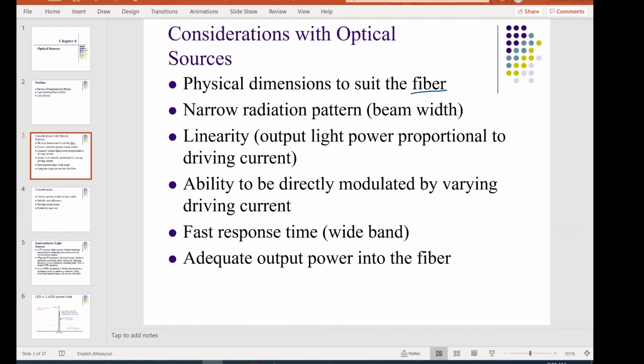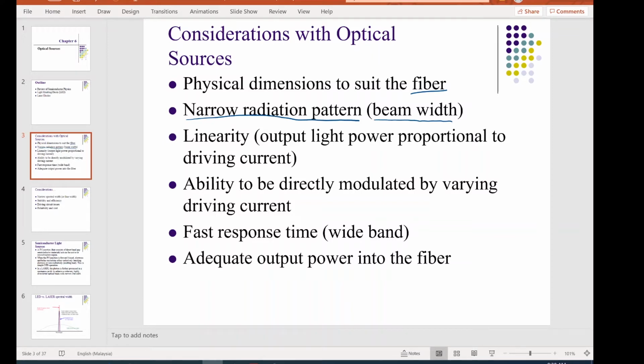And then, in order to couple the light source into the fiber, we need a narrow radiation pattern, or in terms of beam width, it must be smaller as well, so that it is easier for us to couple into the fiber.